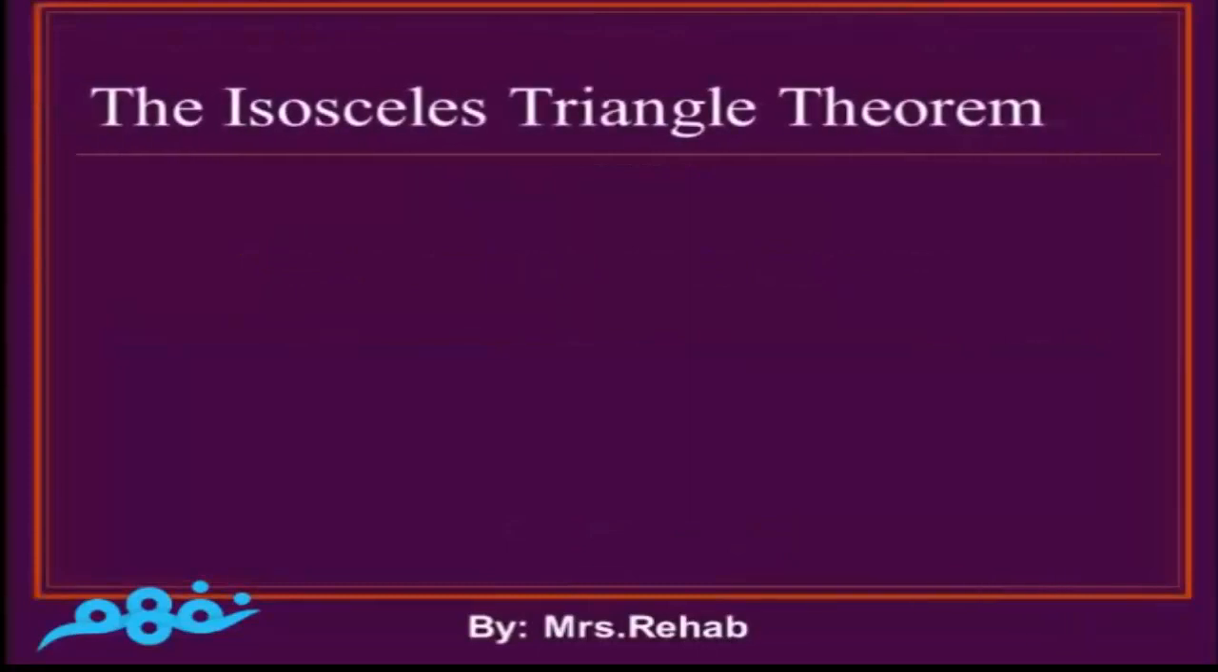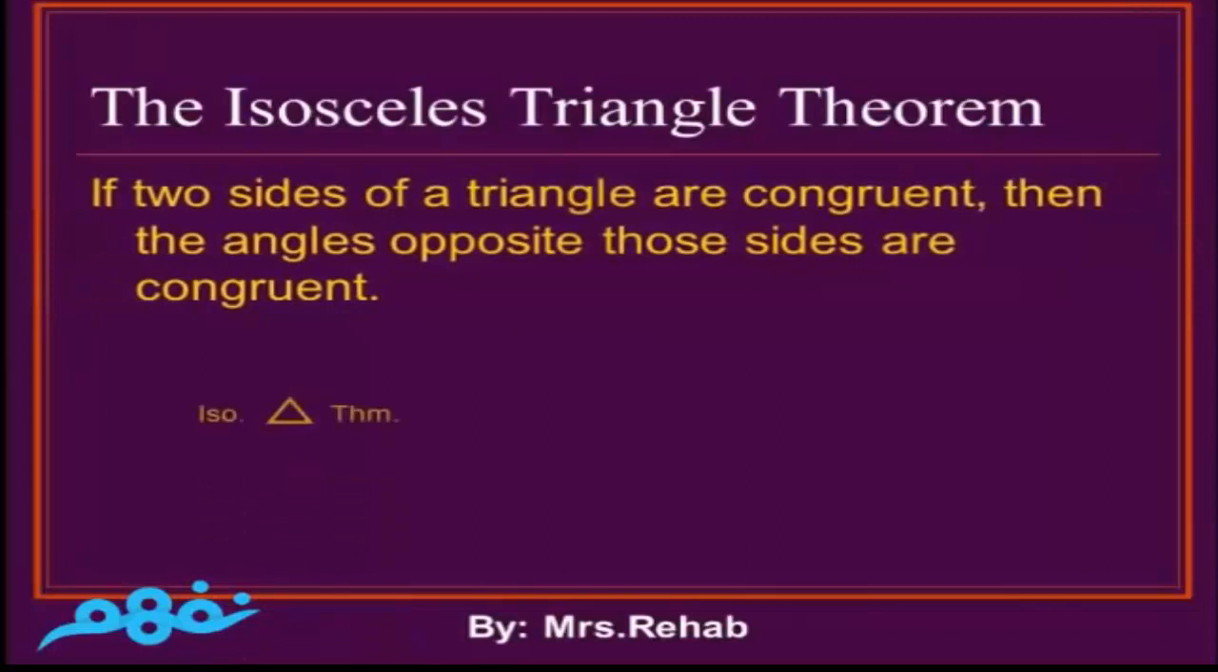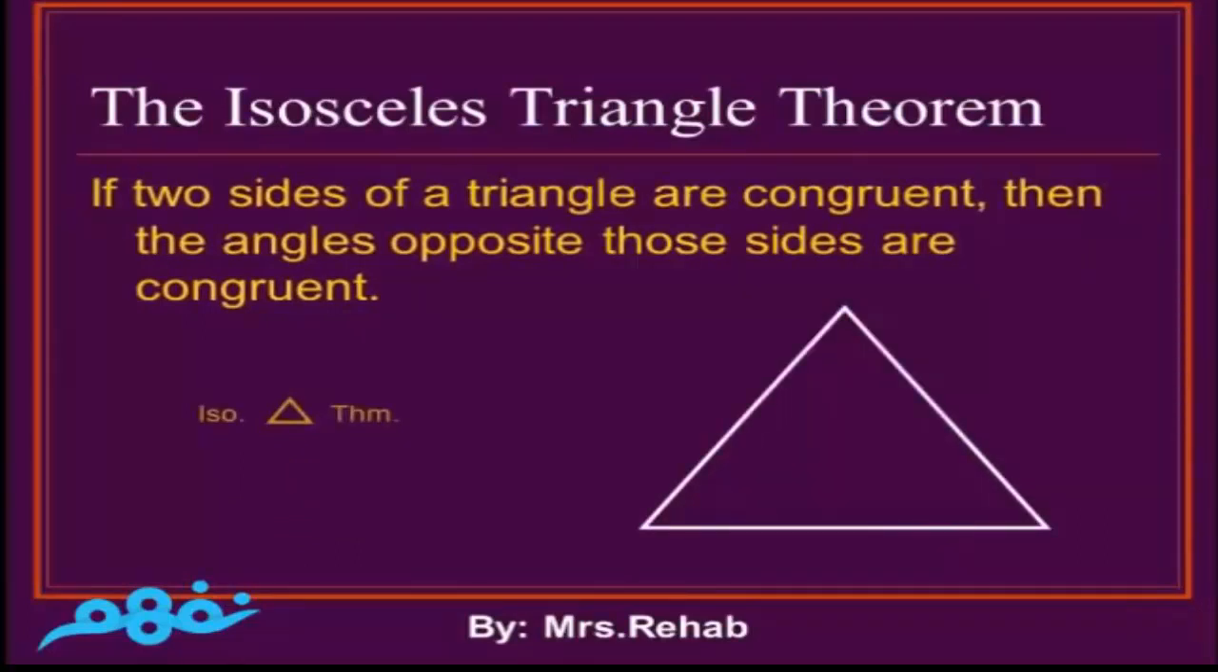نعمل ريفيجن سريع على what is the isosceles triangle. الisosceles triangle هو عبارة عن triangle has two equal sides. الثيرم بتاعتنا بتقول if two sides of a triangle are congruent then the angles opposite those sides are congruent.